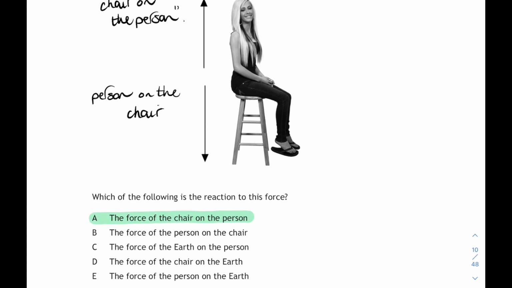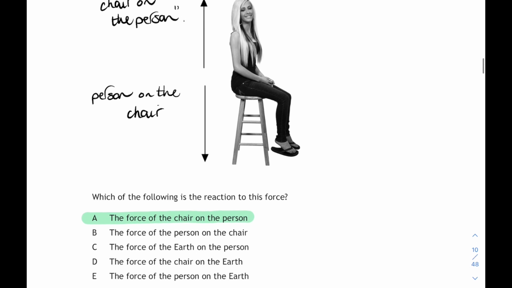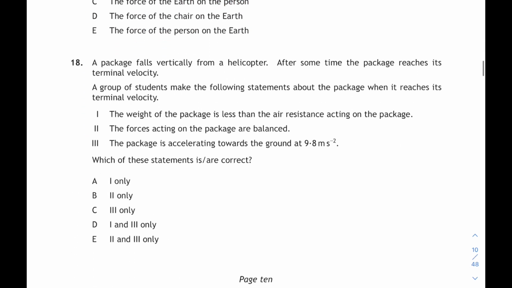The force of the chair on the person has got nothing to do with the earth, and it can only be answer A.